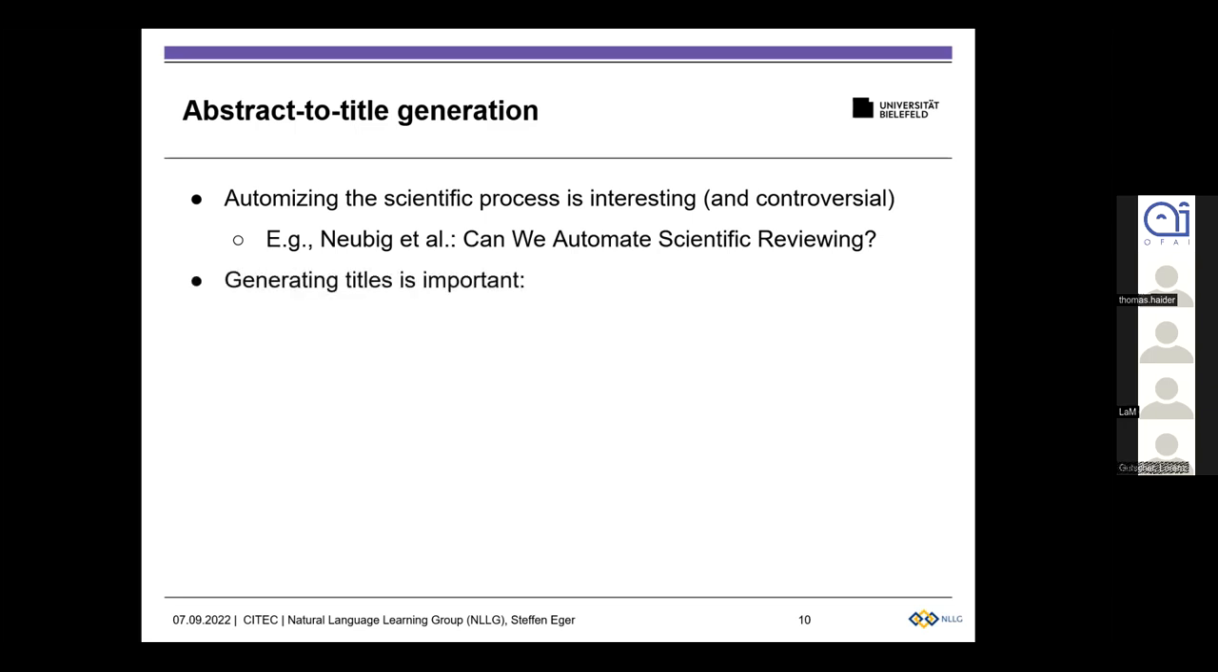So now in our case, we're slightly less controversial. We only want to generate a title, but I argue that generating titles is already important because the title is the first access point to a paper. So having a good title is probably important so that other people can find your research. And there's also a lot of ongoing research, also past research, on the relationship between the title and the citation counts of papers. So for those reasons, generating a title can be interesting and beneficial.